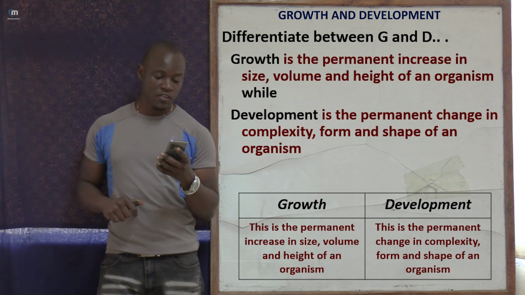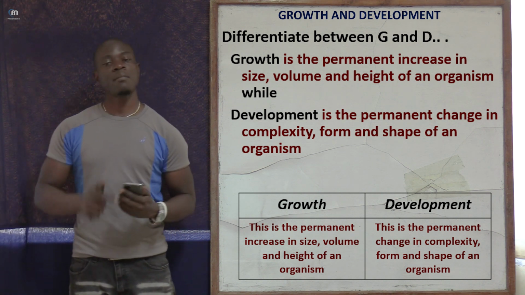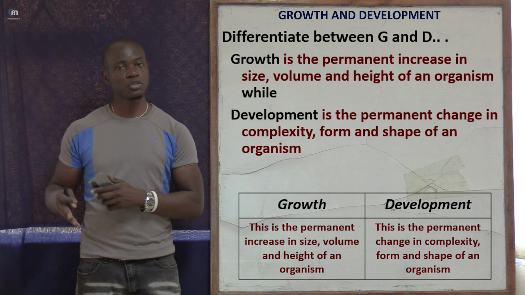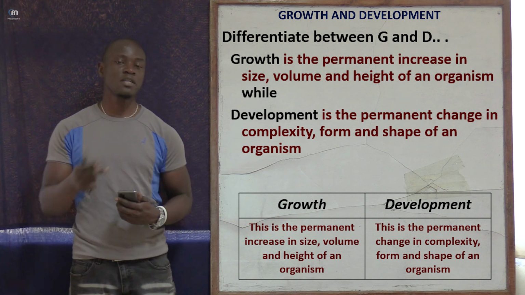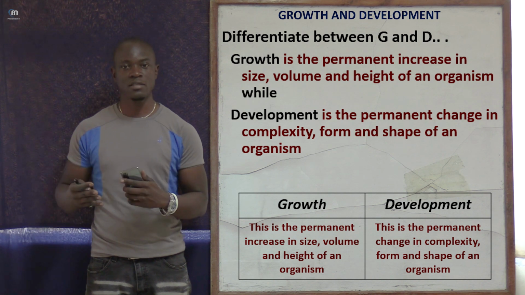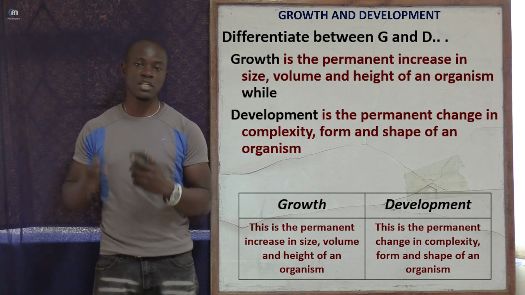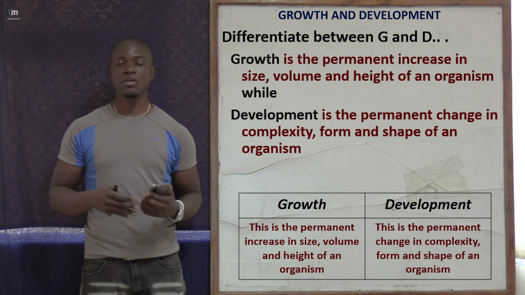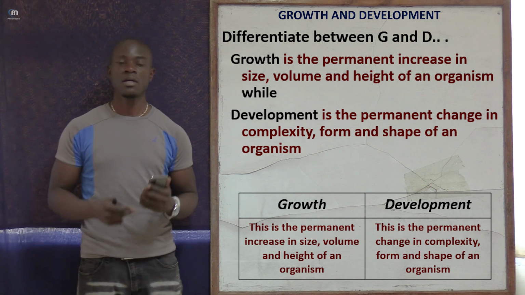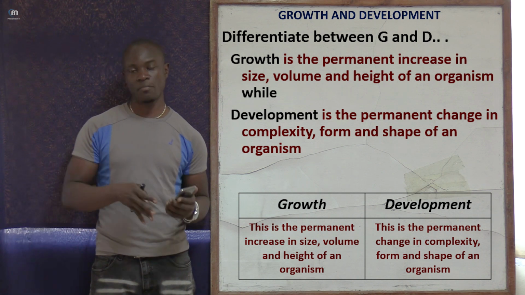The next question is asking, differentiate between growth and development. Remember, in biology, there are two ways you can differentiate. You can either use a table or you can use a conjunction between point A and point B. Let's differentiate between growth and development. Growth is the permanent increase in size, height, and length of the organism, while development is the change in complexity of an organism. If the organism changes from a simple organism to a complex organism, from a single-celled organism to a multicellular organism, that is development.